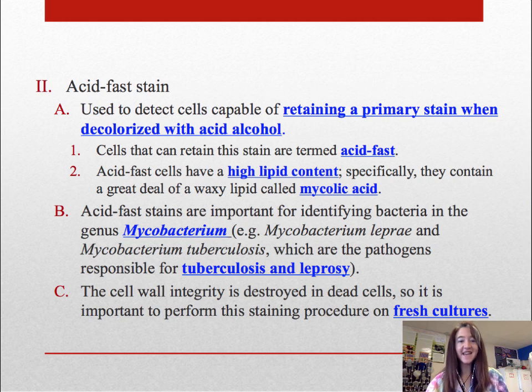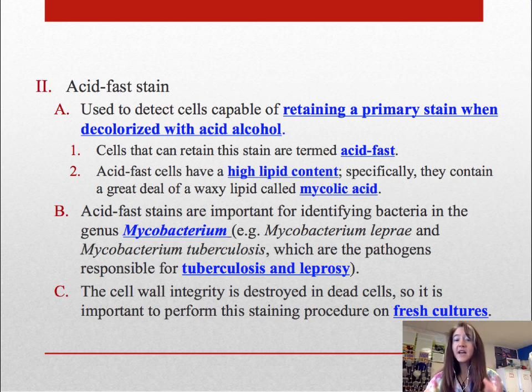This is the acid-fast stain. This is very different than the gram stain. In an acid-fast stain, we're looking at the ability of a cell to hold on to a primary stain even when we hit it with acid. That is, we say that these cells are acid-fast. The term fast has two definitions. One is obviously going really fast. The other is to hold on to, or to hold tight to. It's that latter definition that we're using here. A cell that is acid-fast holds on to the primary stain even after being treated with acid alcohol.